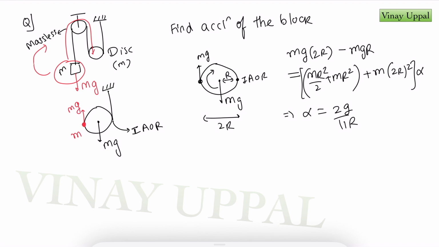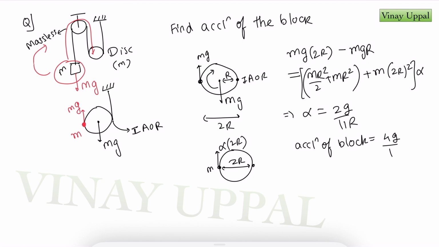The question is asking the acceleration of the block. Because the particle which is representing the block is at a distance of 2r from the IAR, and the angular acceleration is alpha, the acceleration of the particle m would be alpha into 2r, and therefore acceleration of the block would be 4g by 11. Then what about the direction? Because the angular acceleration is in the clockwise direction, the leftmost end of the disk is going upwards, and therefore the block will be going downwards. So the block has an acceleration of 4g by 11 in the downward direction.